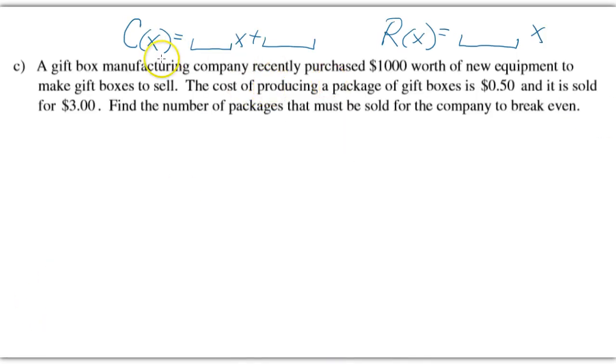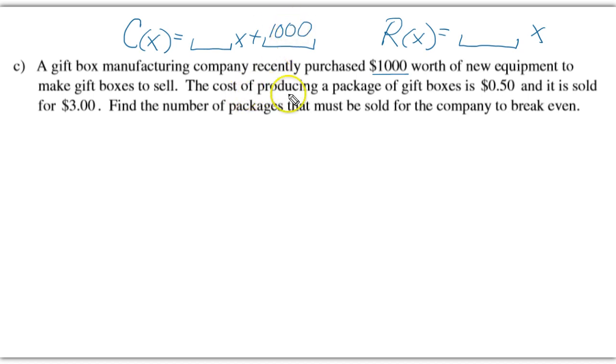So on your paper, you will write the cost function after reading this, and the revenue function after reading this, and see what you can come up with, because here they're not giving you these functions. Well, in this case, the company purchased $1,000 worth of new equipment to make gift boxes to sell. So here we're going to put $1,000. That's your fixed cost.